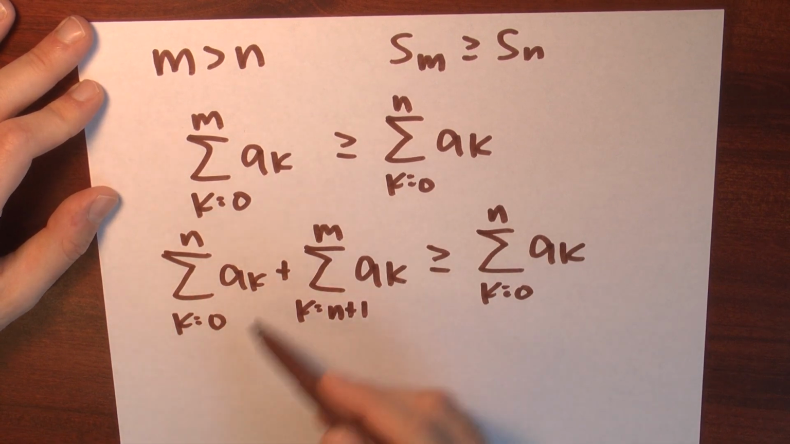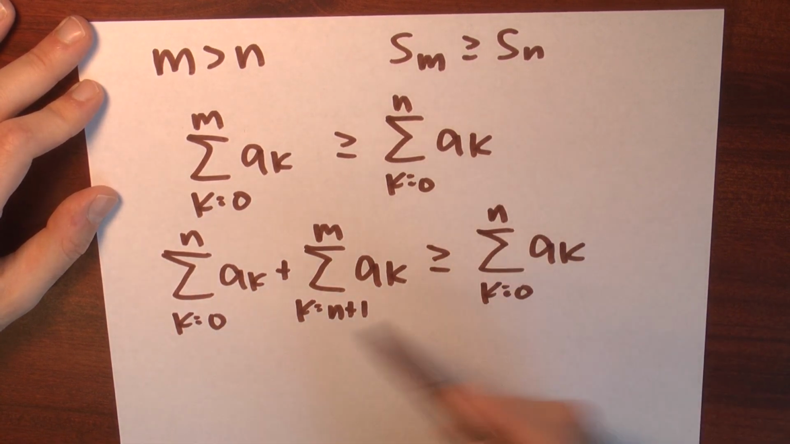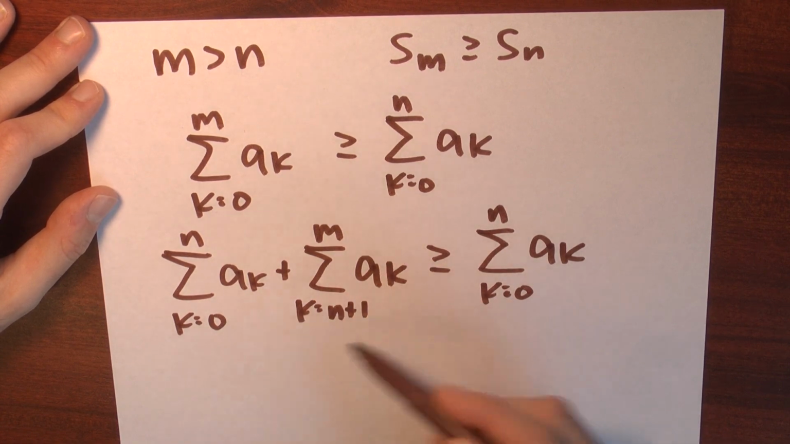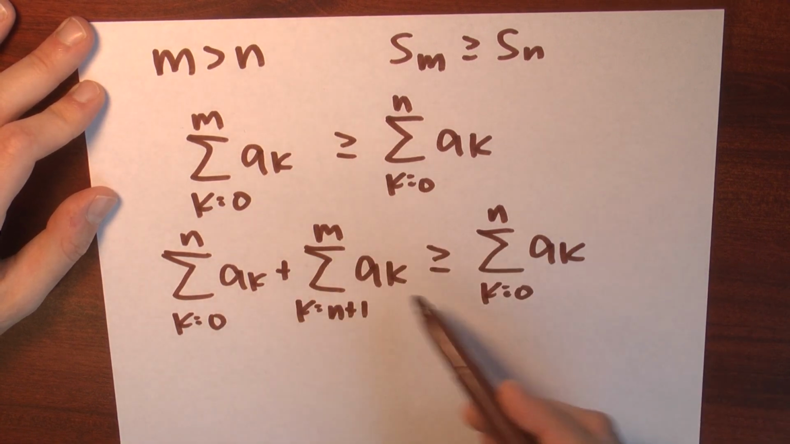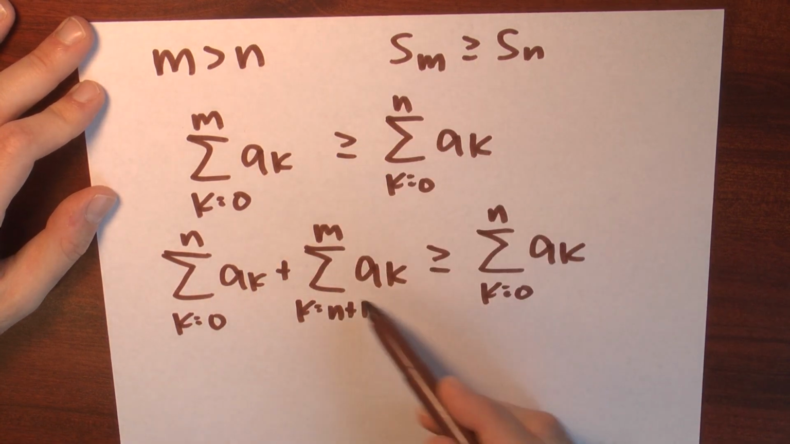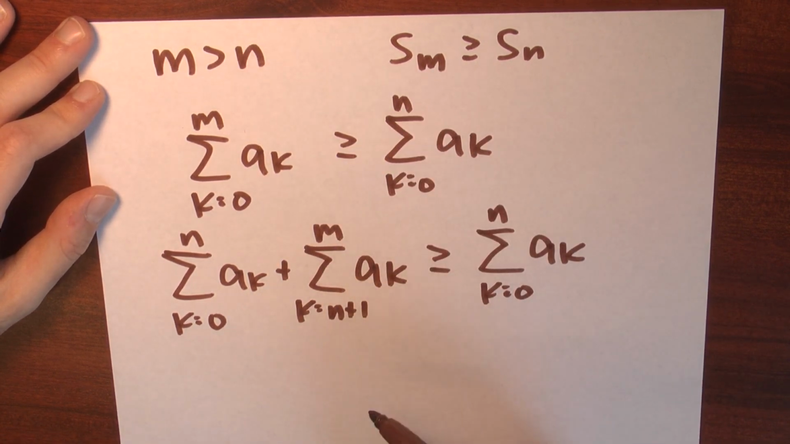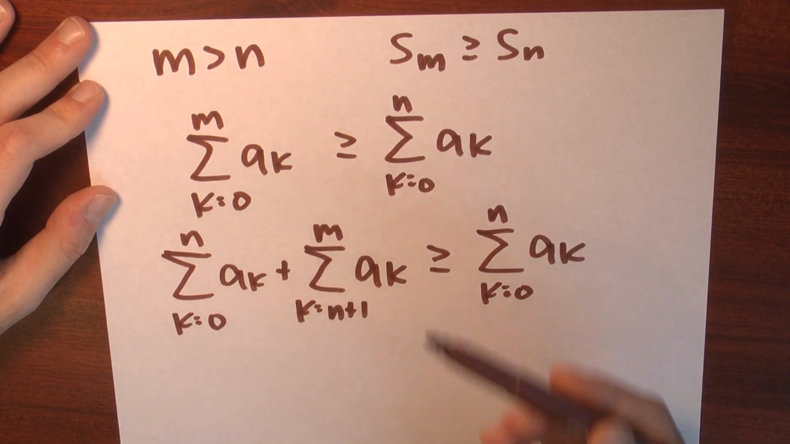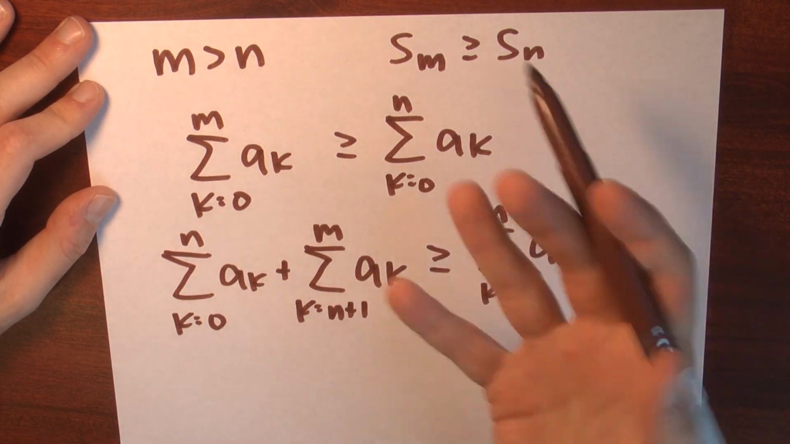Well, I've got the sum k goes from 0 to n of a sub k on both sides, but then I've got this extra term over here. What I need to know is that this extra term is at least 0. But that's true because all the a sub k's are non-negative. And if you add up a whole bunch of non-negative numbers, then the result is non-negative.